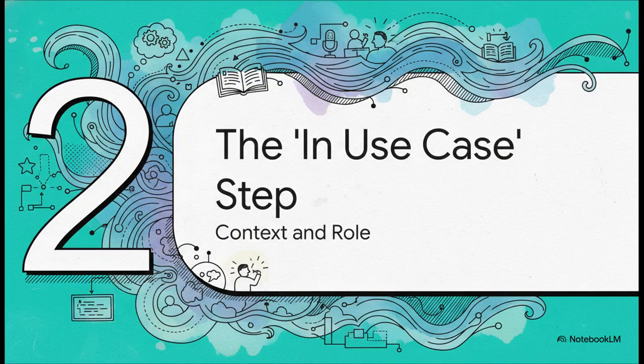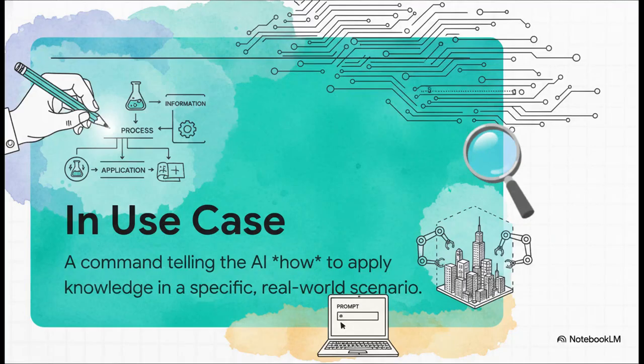All right, on to the solution. The very first, and honestly, the most fundamental technique to immediately level up your results is a simple command that gives your AI some much-needed context and a role to play. And that term is in-use case. I want you to think of it like this. You're telling the AI, hey, don't just spit out information. I need you to apply that information as if you were a professional in this specific situation.